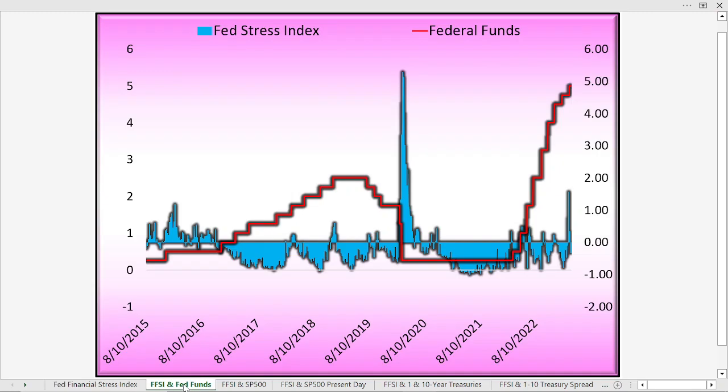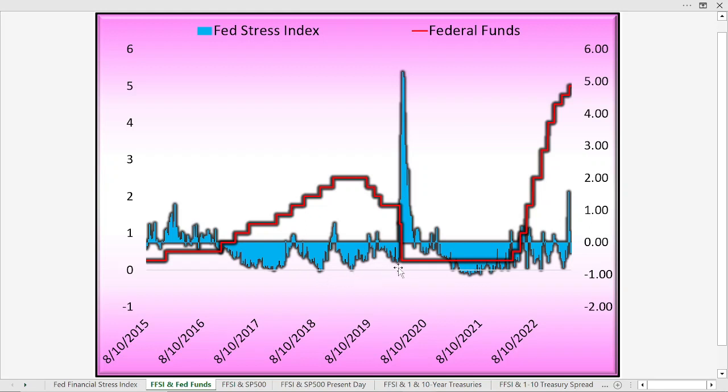We compare the Fed stress index to the federal funds rate, interest rates, which are shown in red, the Fed stress index in blue. And we can see going back to 2017, 2018, when the markets were very strong, and we can see interest rates are rising over time. The Fed stress index level was in negative territory, which makes perfect sense because when we have strong market conditions, a healthy bond market where the longer term maturities have a higher yield than the shorter term maturities, we see the Fed stress index is low.